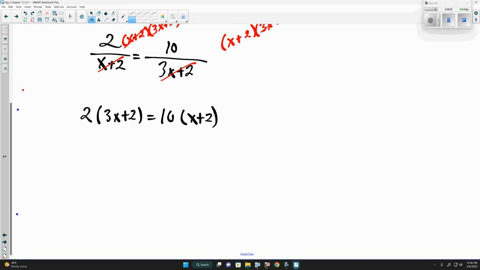Now at this point, we would distribute. 2 times 3x is 6x. 2 times 2 is 4. We do the same thing on the other side. 10 times x is 10x. 10 times 2 is plus 20.